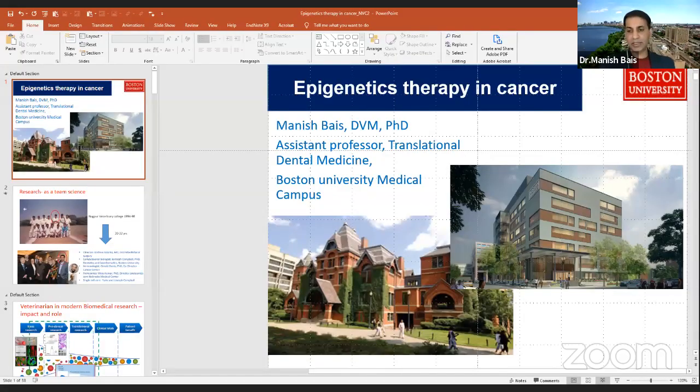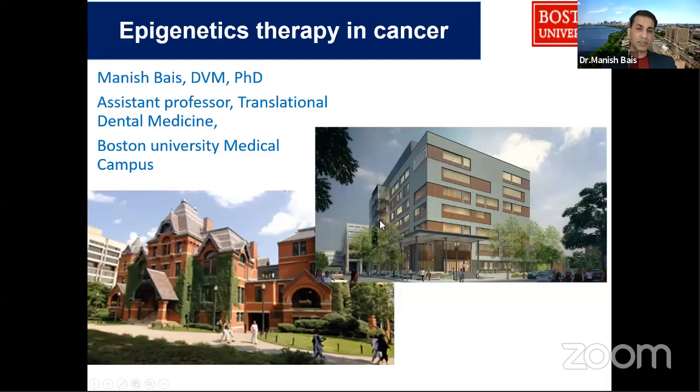Because this will fill up the gap between what is happening in research all over the world and in the Nagpur College, and what opportunities we can bring for the new students. So I will show you what we are doing here, and I will be happy to answer any questions after this.